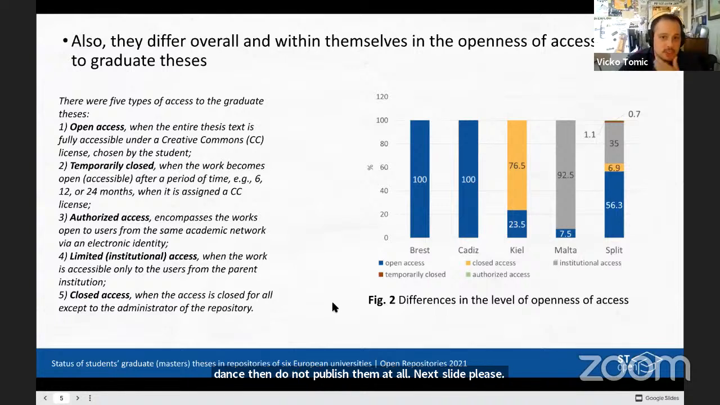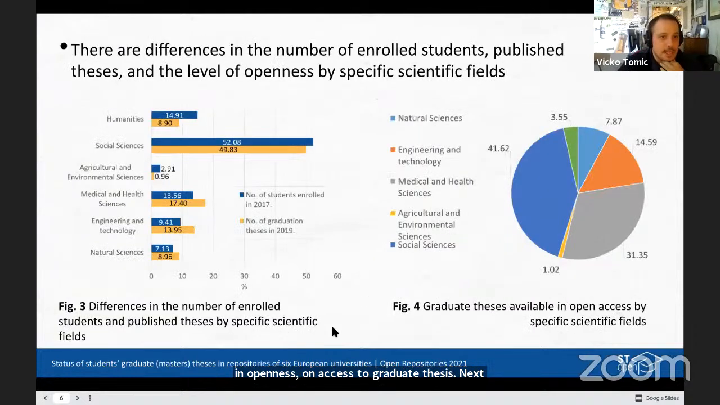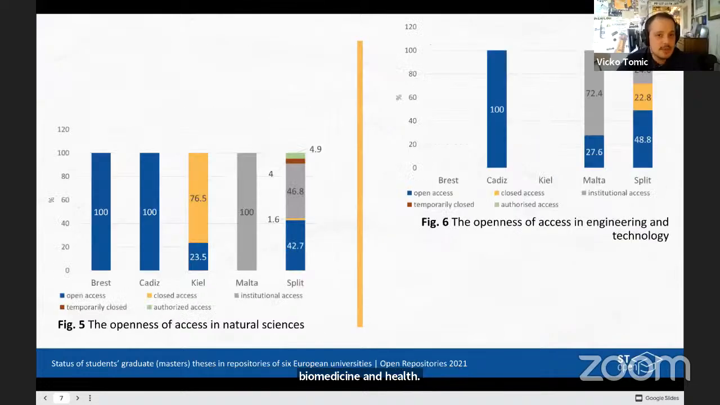Also, universities differ overall and within themselves in the openness of access to graduate thesis. There are differences in the number of enrolled students, published theses, and the level of openness by specific scientific fields. The most theses available in open access were from social sciences, followed by biomedicine and health. In these graphs, you can see the openness of access by specific scientific fields, but you can see it later because we don't have so much time. So please skip to the last slide.